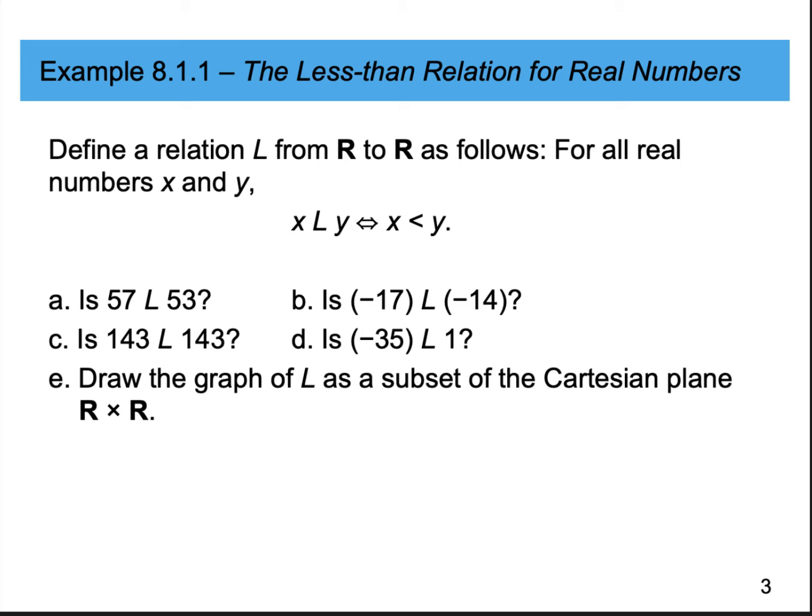So if we look at those statements there, A, B, C, and D, which of them are accurate? Which of them are true? For example, A, is 57 related to 53 by L? The condition is X must be less than Y. Is 57 less than 53? B, is minus 17 less than minus 14? C, is 147 less than 143? Is 143 less than 143? It's equal, not less. And D, is minus 35 less than 1? So that's the function, right?